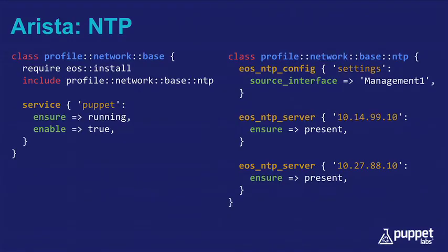So here's an example of some Puppet code. This is going to configure NTP on an Arista device. We're including the EOS role. We're ensuring that Puppet is installed and running on the device, which is important for this. And then we're setting some specific things here, such as the management interface for our NTP source, as well as the NTP servers that we want to peer with.